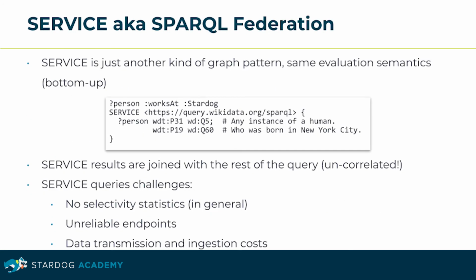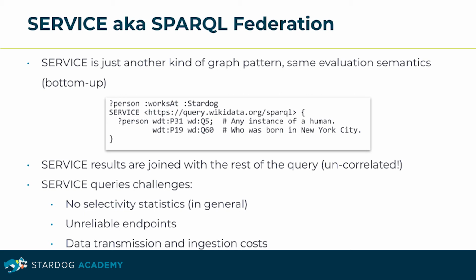The next operation to look at is service. Service is another kind of graph pattern, and it has the same evaluation semantics, meaning that there will be bottom-up analysis within the service pattern. Now, service results are joined with the rest of the query, but are uncorrelated. And there are many challenges to get a service query executing the way you want and expect. First, in general, there are no selectivity statistics, as the far end is not communicating with the Stardog node answering the query. Second, because we're reaching out and querying another endpoint, the reliability of that endpoint can be in question.